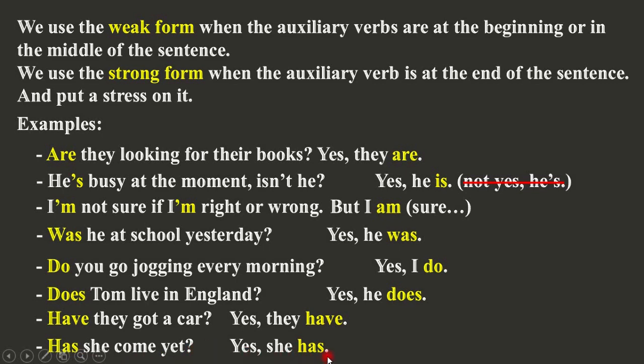So we have to remember that the auxiliary verbs in the question or in the positive sentence, when they are in the middle or at the beginning of the sentence, we use weak form and we pronounce strong form when we want to show a contrast or when they are at the end of the sentence.